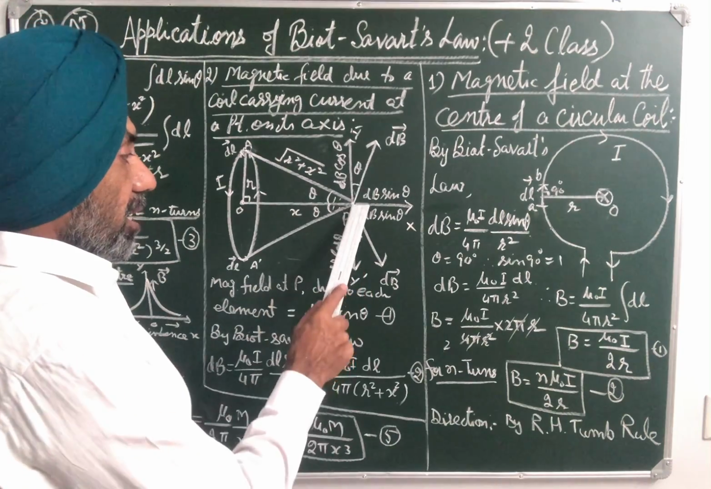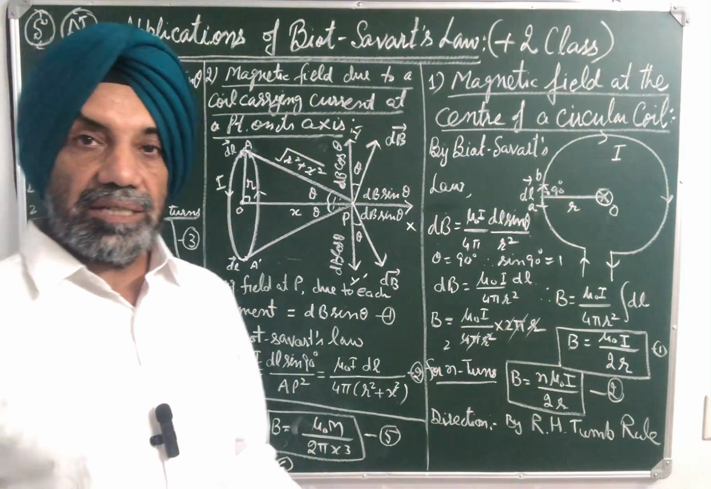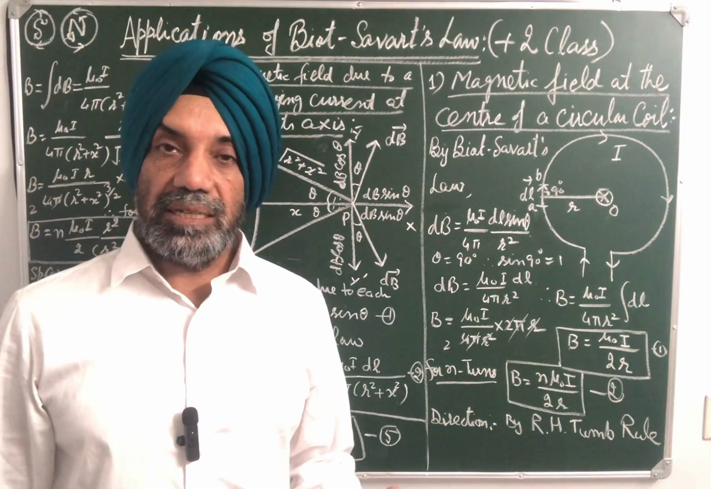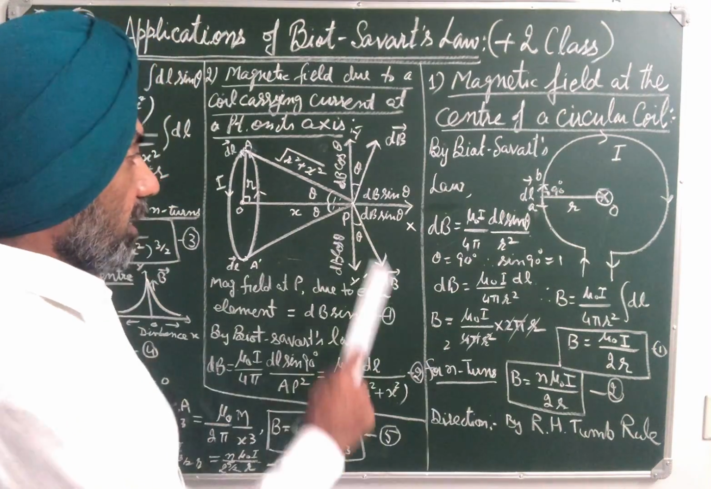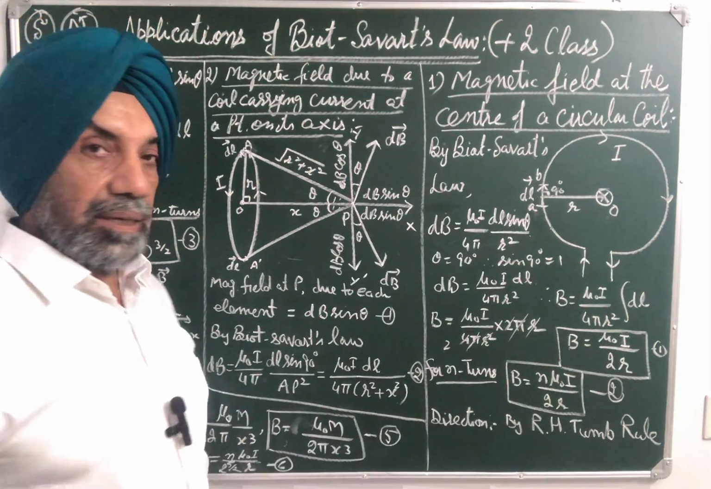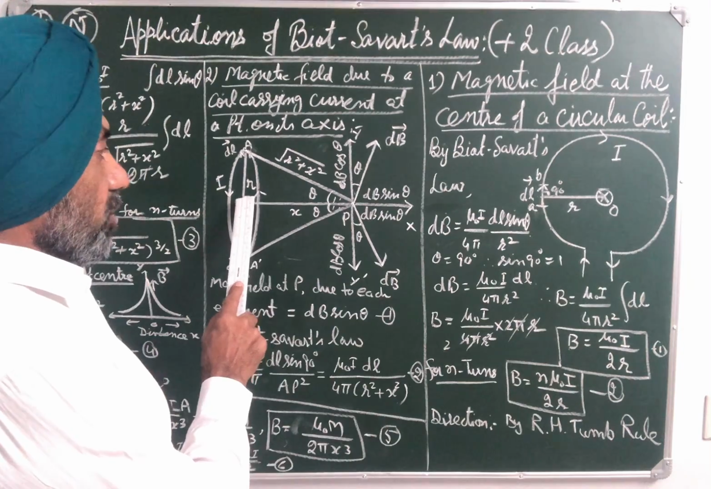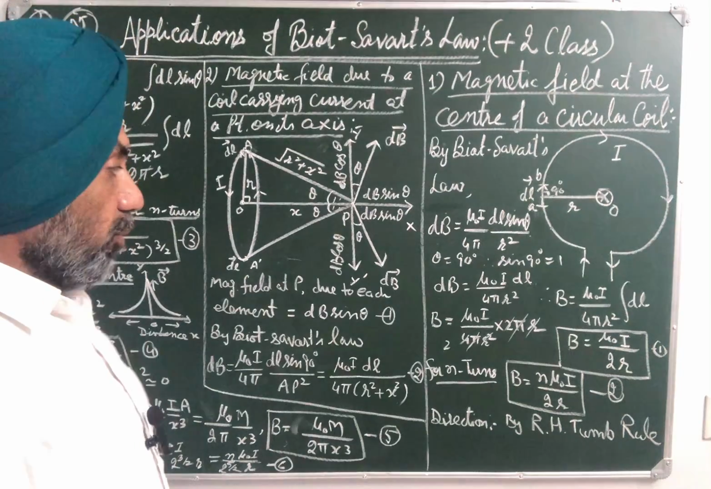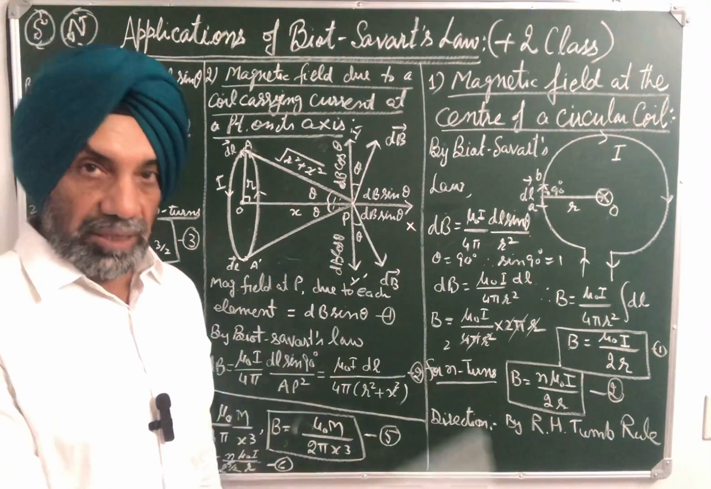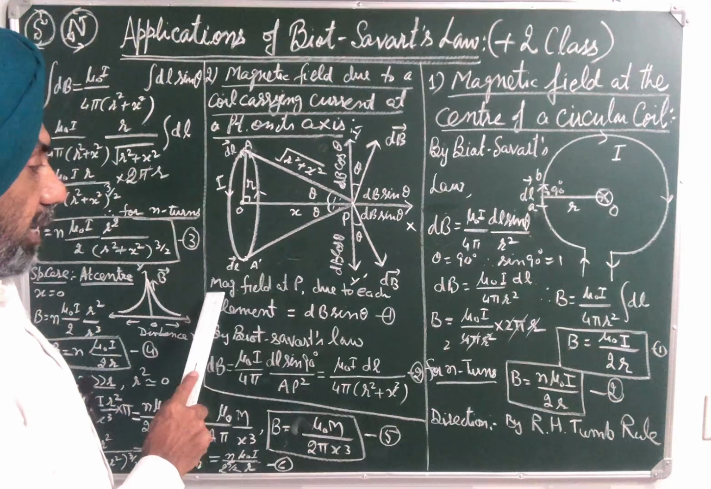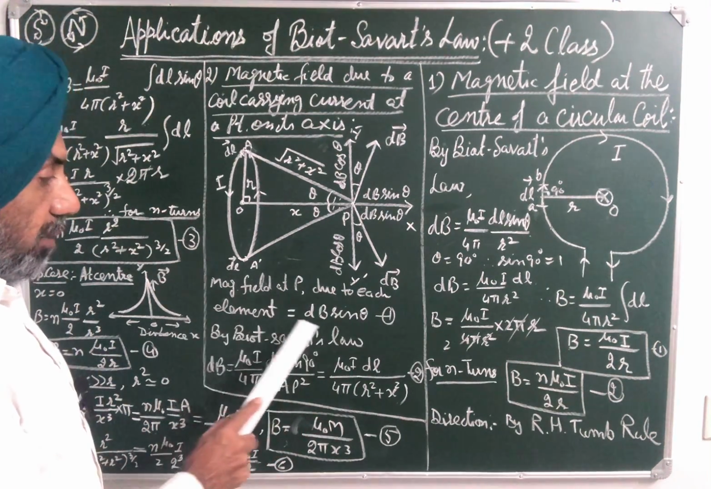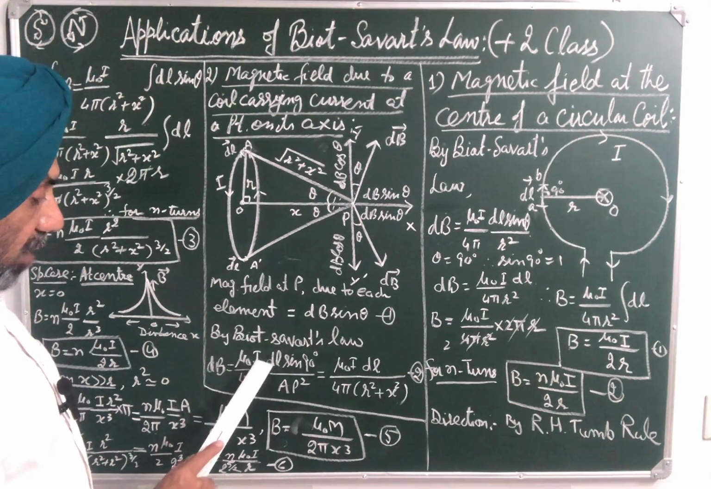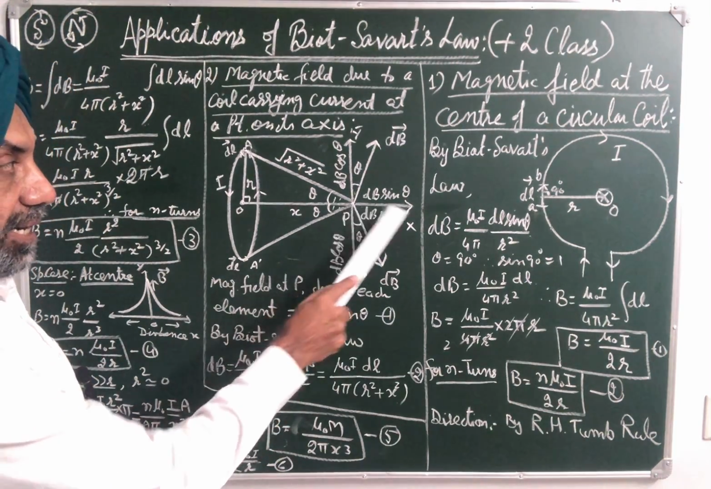Now the dB cos theta components are equal and opposite. They will cancel each other's effect. So the magnetic field along the y-axis will cancel in pairs, but dB sin theta will be added. So the magnetic field due to each element at P will be dB sin theta along Px. Therefore the total magnetic field will be the integral of dB sin theta. This we have proved. So by Biot Savart's law, dB is given by mu naught I by 4 pi, I dl, with the angle being 90 degrees.